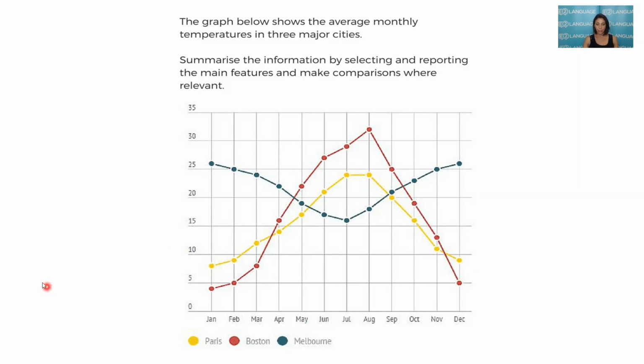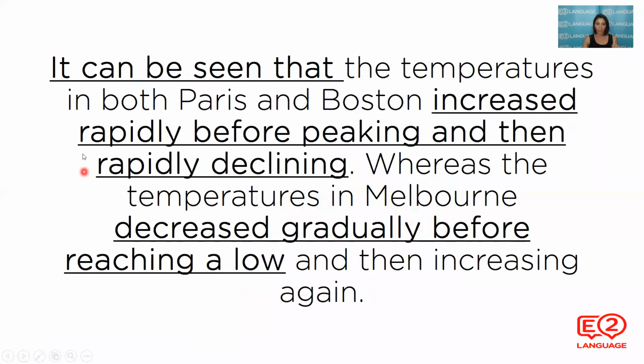Okay, I'm going to give you two examples of my general overview. First example: it can be seen that the temperatures in both Paris and Boston increased rapidly before peaking and then rapidly declining, whereas the temperatures in Melbourne decreased gradually before reaching a low and then increasing again. So as you can see in this general overview, I'm just describing the trends. I haven't given any data or statistics yet.